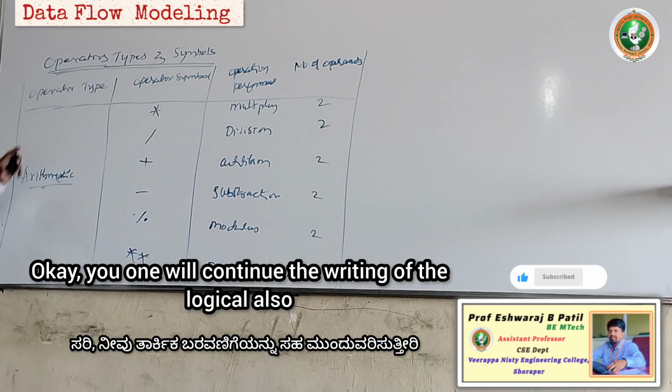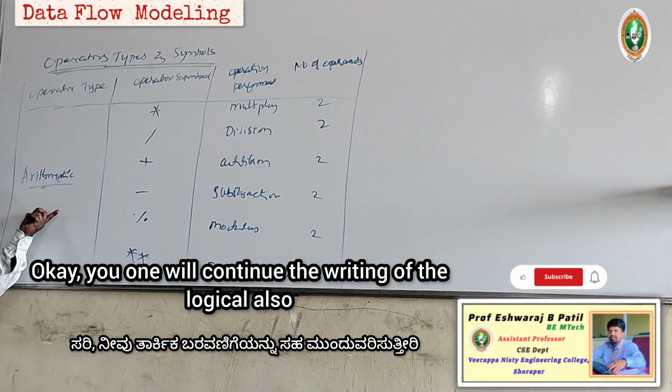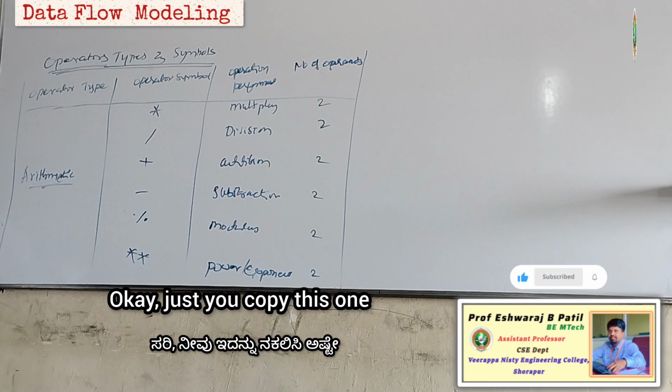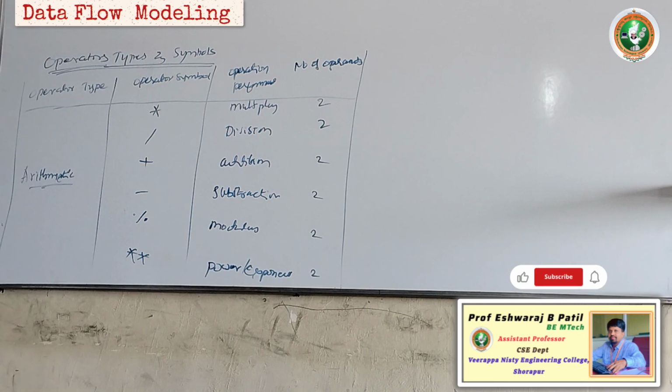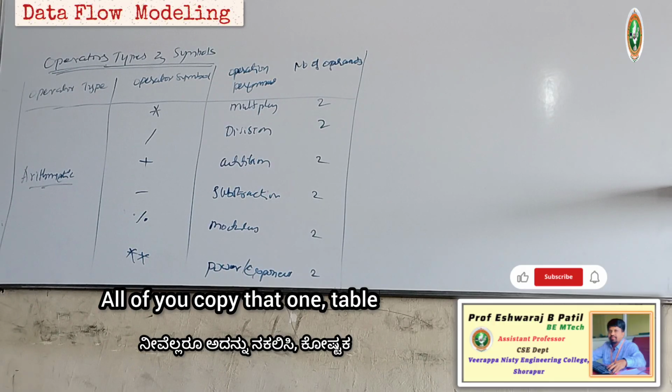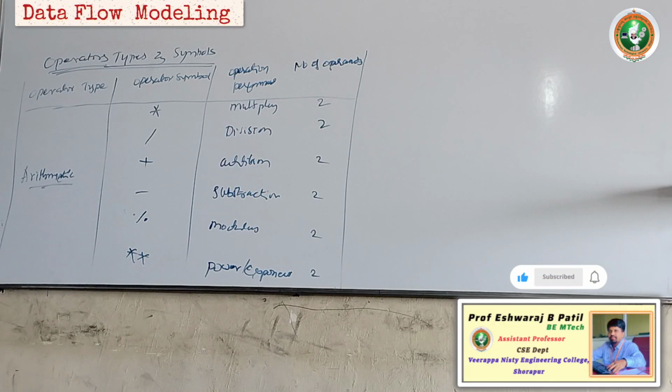Okay, we'll continue the writing of the logical and bitwise operators also like this. Just copy this one. All of you copy that table. Copy it.